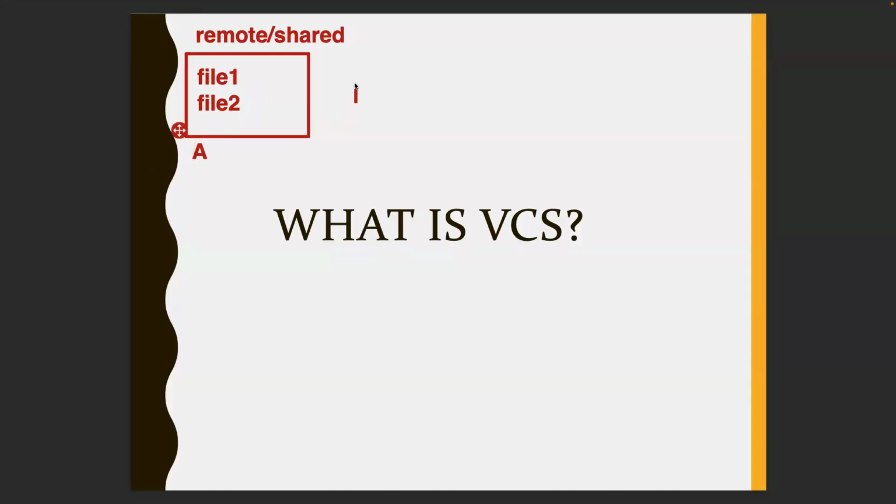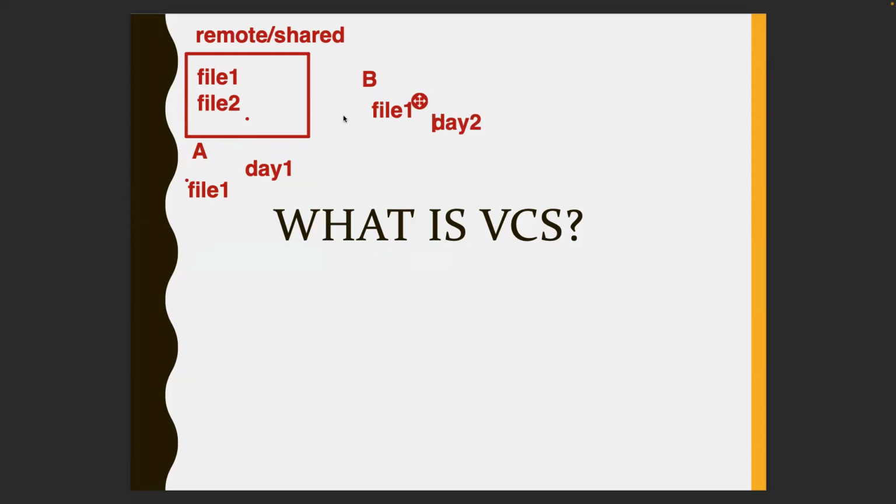And there were two people in the team, person A and person B. Both of them want to make changes to the same file. A downloaded file 1 to his system, and B also got the file to his local system to make changes. Now A made changes to this file, and B also made changes to this file. Let's suppose A pushed his changes back to the shared location on day 1. On day 2, B pushed his changes to the shared location.